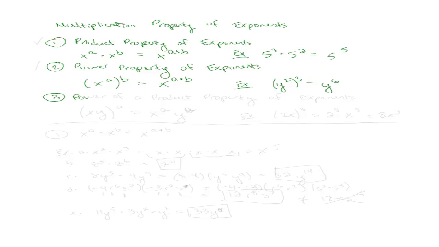which is the power of a product property. And the power of a product says if we have a product of two numbers, say x and y, and then I take that product to some power, a, then my answer is that I'm going to give the power of a to both the x and the y. Oops, y to the a. It should be an a right there.